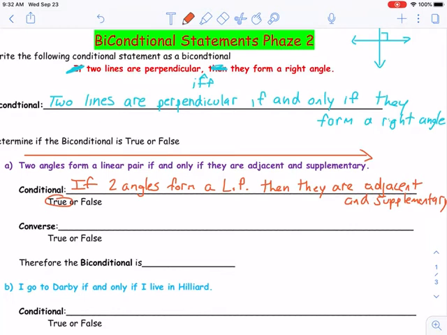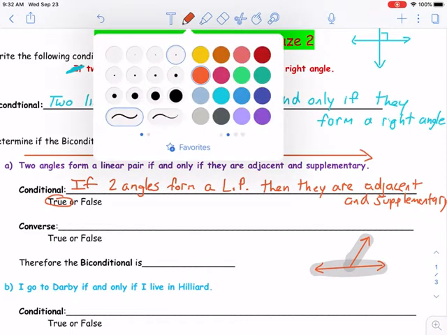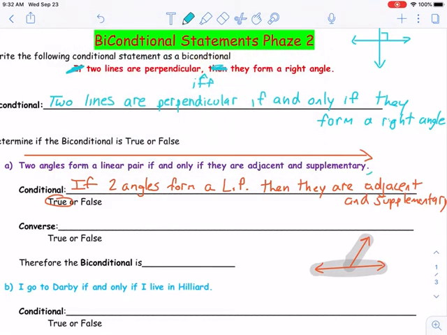As you're writing that down, if two angles form a linear pair, then they're adjacent and supplementary. I'm going to draw a picture down here. For the linear pair, remember they share a side, and they add up to 180. So it's true. All right, but for a biconditional to be true, we also have to read it backwards, and it still has to be true.